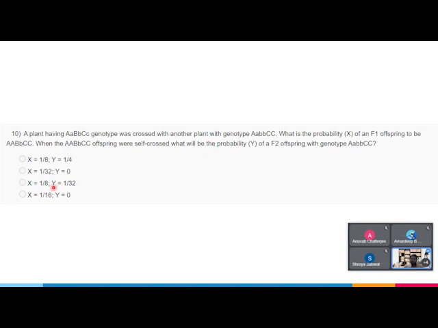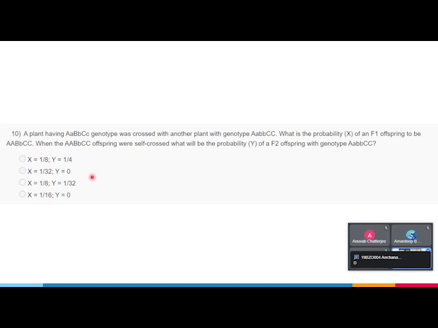The first is x equal to 1 by 8, y equal to 1 by 4; x is 1 by 32, y is 1; y equal to 0, x equal to 1 by 8; y equal to 1 by 32, x equal to 1 by 16, and y equal to 0. Only one option is correct. So this is a good probability problem, and we will look into how exactly to handle a multi-hybrid cross. In the case of a multi-hybrid cross, you really do not need to draw a huge Punnett square. Just smaller 2 by 2 Punnett squares will do, and we can use just the laws of probability, essentially conditional probability, to solve this kind of problem.